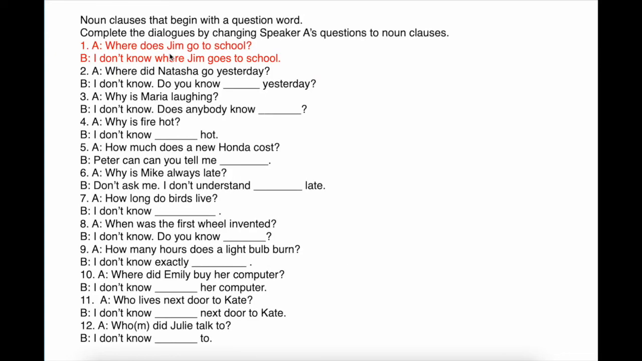Now we have an exercise in here and it says complete the dialogues by changing speaker A's question to noun clause. A is asking a question. Number 1, where does Jim go to school? This is the question, an information question. And in noun clause, we use this part, I don't know where Jim goes to school. This is the main clause and this is the noun clause. So this is just in regular form, in regular statement form. The positive, not in question or interrogative form.